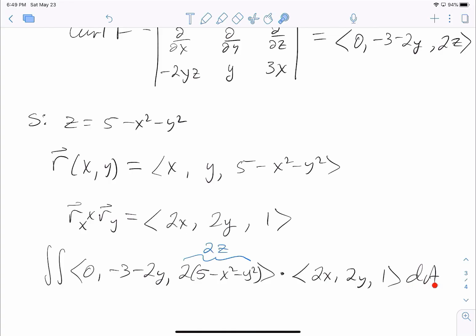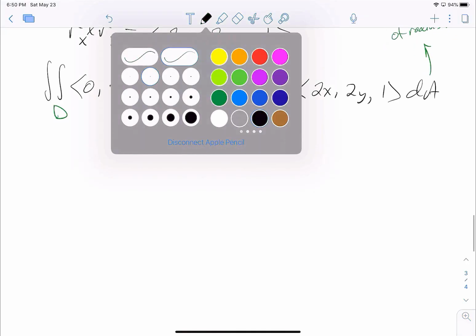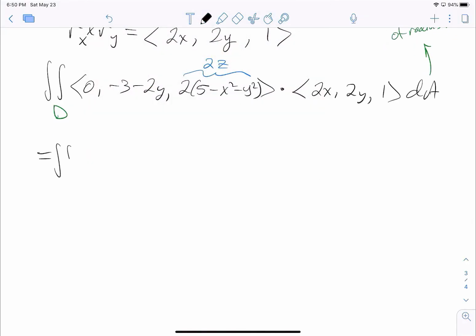As far as dA, it describes basically the area of the region D. The region D is a projection in the xy plane at this point, and it's a circle of radius 2. A disk of radius 2, rather. We're talking about the entire circle and its interior, right? So I'm just going to write D here, and folks, with a disk of radius 2, we're going to go into polar coordinates. Forming the dot product and simplifying is going to give us negative 6y squared minus 2x squared minus 6y plus 10 dA.